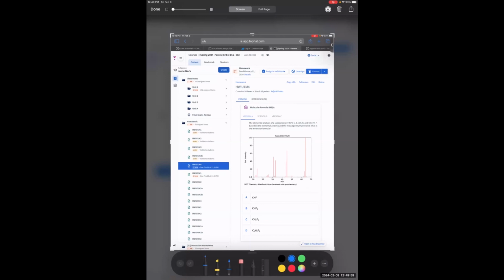right. The elemental analysis of a substance is given here, and also the mass spectrum is given here. You also determine the molecular formula, and then we talked about this in class as well, right? So from the mass spectrum, we determine the molar mass of the compound. The molar mass is 1, 2, 3, 4, 5. We can call it 64 or 65. Okay. So it doesn't matter. So let's call it 65.